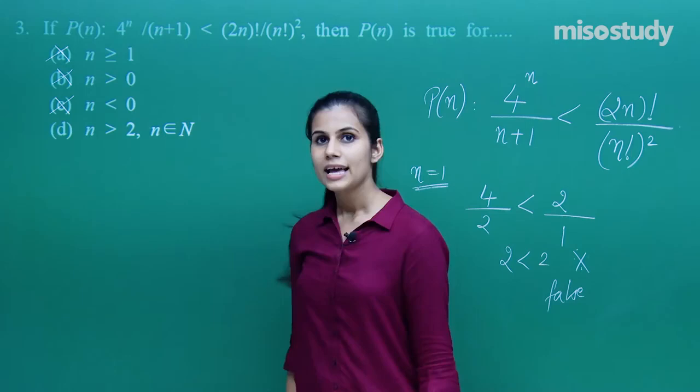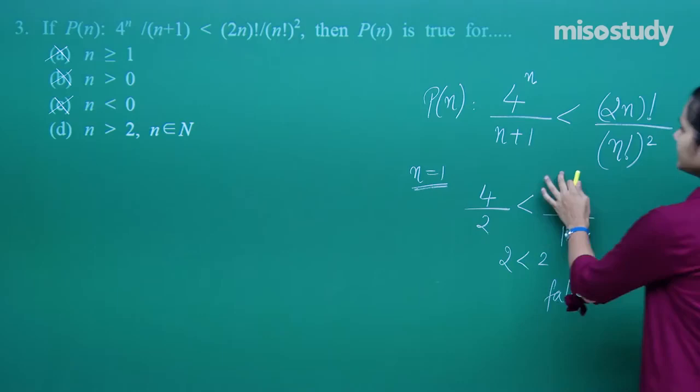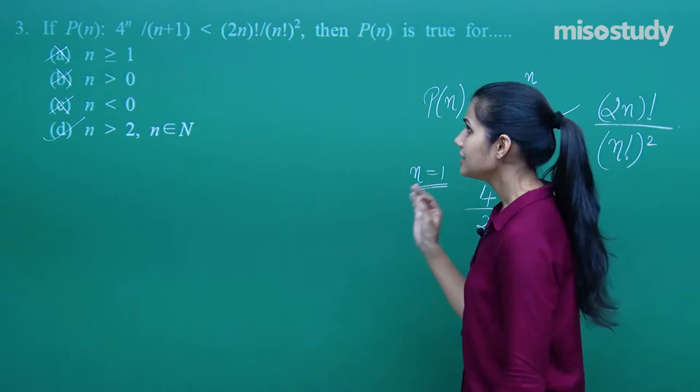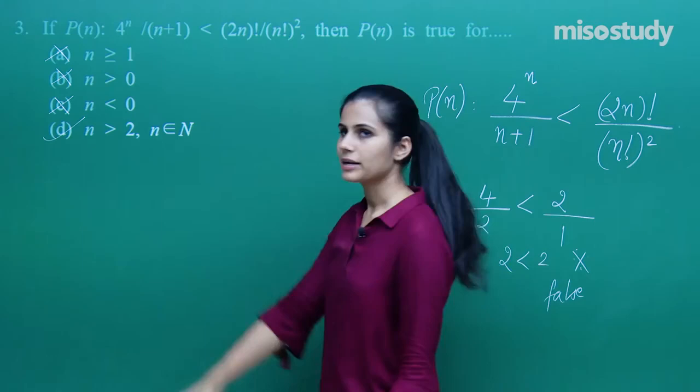Only till here, your argument would have been sorted and you would have said that the answer is option number D, because the first three are logically incorrect. Clear? The very fact that it is not true for n equals 1 has helped me to eradicate these three options, and this has become the correct one. Okay?